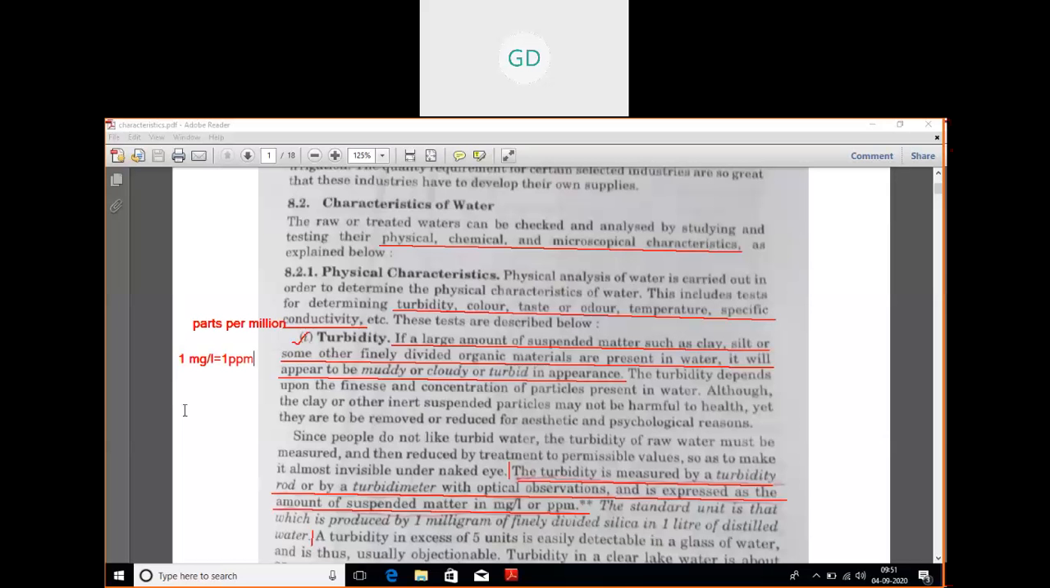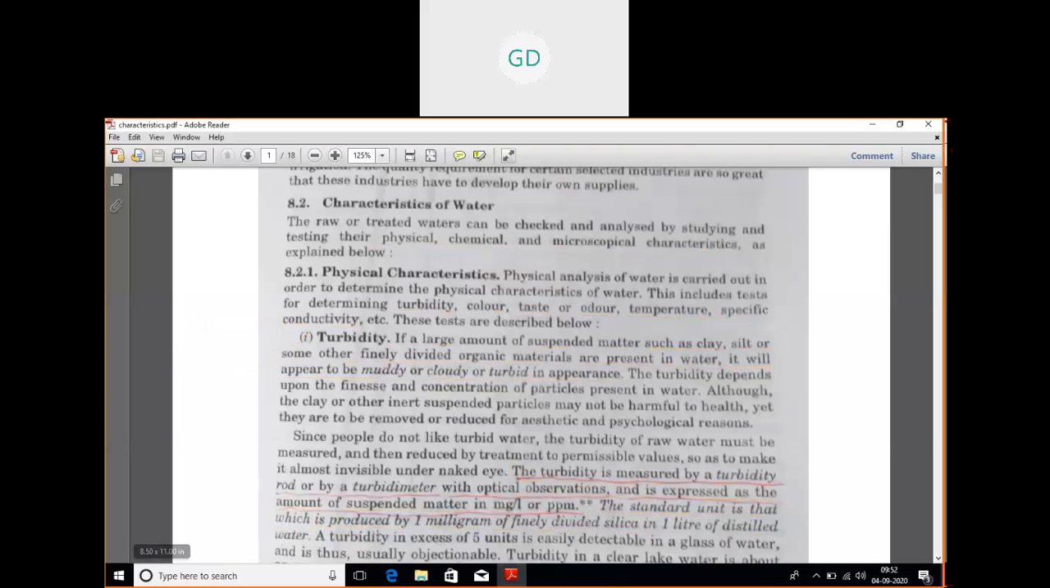When we measure turbidity, we have some scale. The turbidity rod or the turbidimeter has some scale in which the turbidity is measured. So what is that scale? You see, it is written here. The standard unit is that which is produced by 1 milligram of finely divided silica in 1 liter of distilled water.